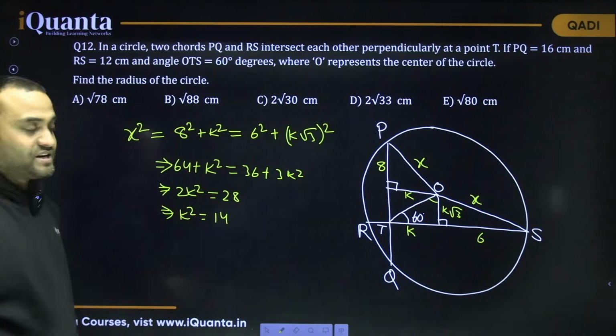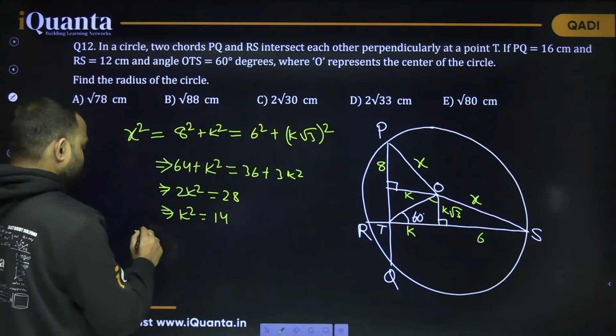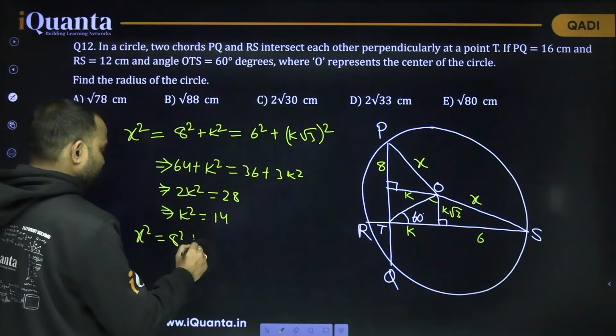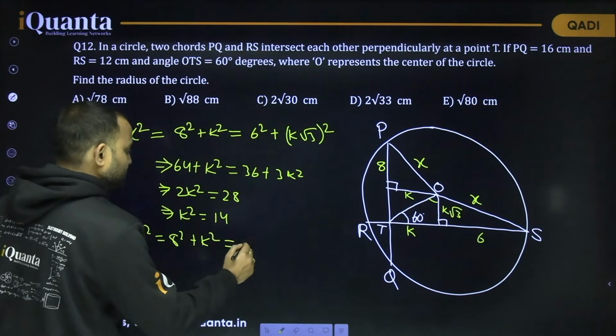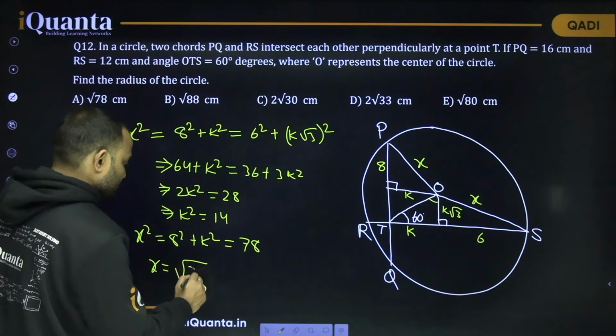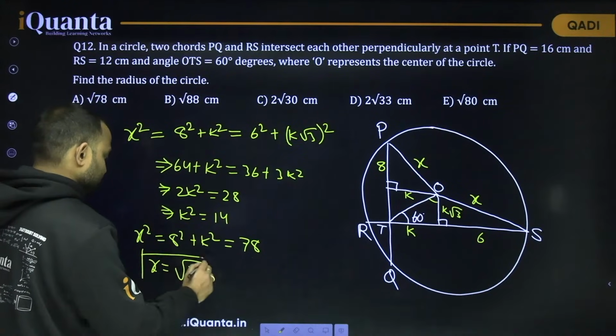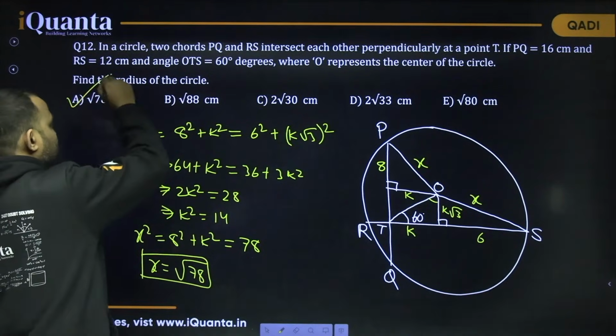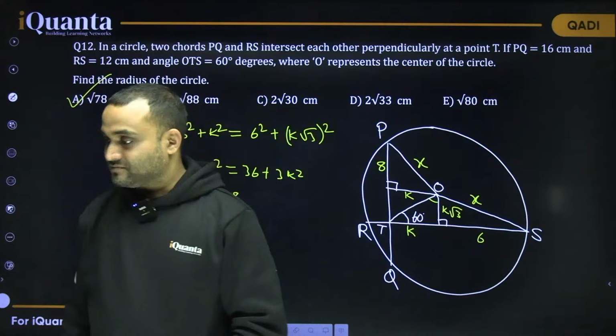If K square is 14, what do we know? X square is equal to 8 square plus K square, which will become 78. So X is equal to square root of 78. So that's your answer, which is option A.